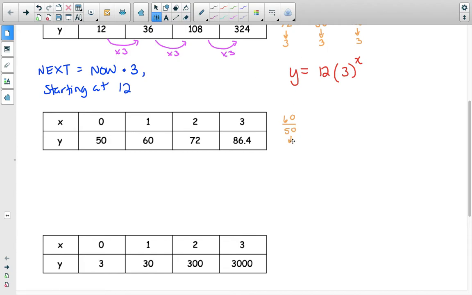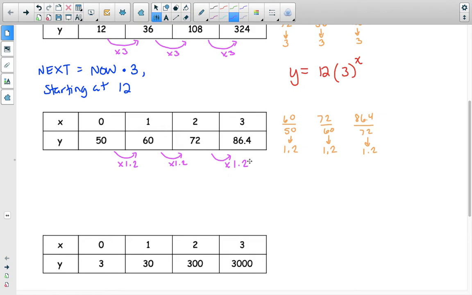This gives us 1 2/10. So we'll do the next one of 72 divided by 60 gives us also 1 2/10. So far, this is a constant multiplicative value. And then we'll do our next one of 86 4/10 divided by 72, which will also give us 1 2/10. That means in order for us to get from 50 to 60, we would multiply by 1 2/10. 60 to 72 is multiply by 1 2/10. And 72 to 86 4/10, we would multiply by 1 2/10.